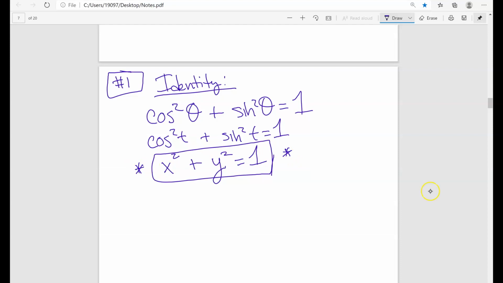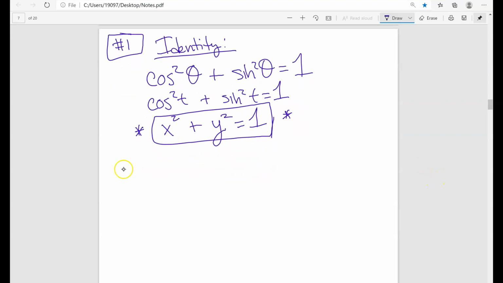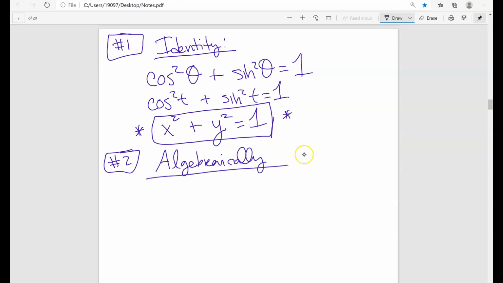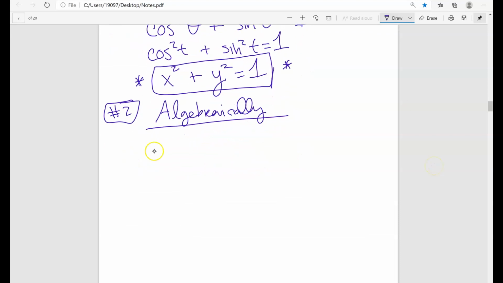But let's say you wanted to do it algebraically, just how we were doing it before solving for t. So algebraically, it's going to take a little bit more work. So I'm going to write algebraically. So we know that x equals cosine of t, and then y equals sine of t. So can we possibly solve this just by solving for t? Well, we actually can.